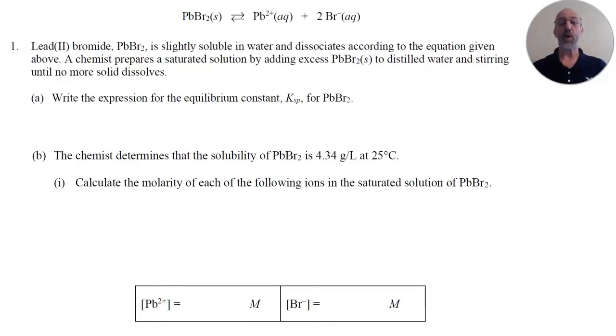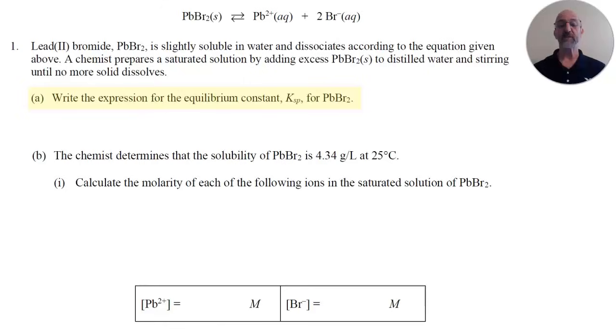This is question 1. In question 1, we are given a balanced chemical equation, and it says lead Roman numeral 2 bromide, which has the chemical formula PbBr2, is slightly soluble in water and dissociates according to the equation given above. A chemist prepares a saturated solution by adding excess solid lead 2 bromide to distilled water and stirring until no more solid dissolves. So in part A of this question, we have to write the expression for the equilibrium constant, KSP, for PbBr2.